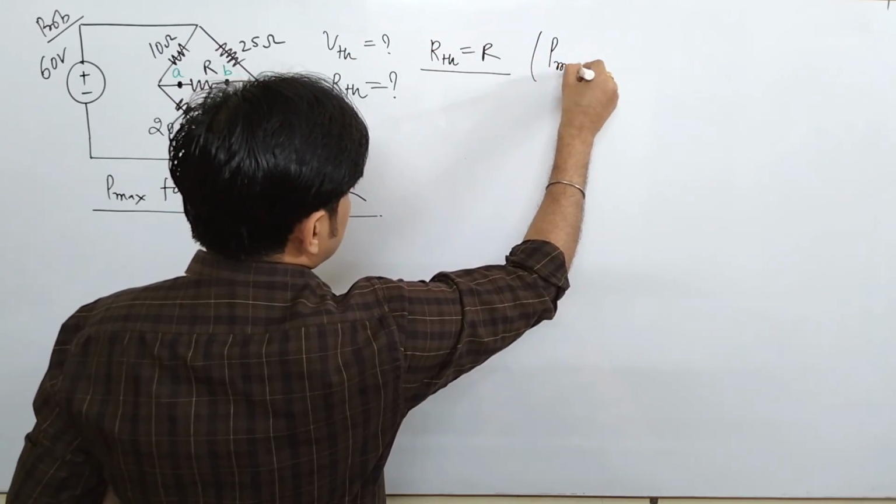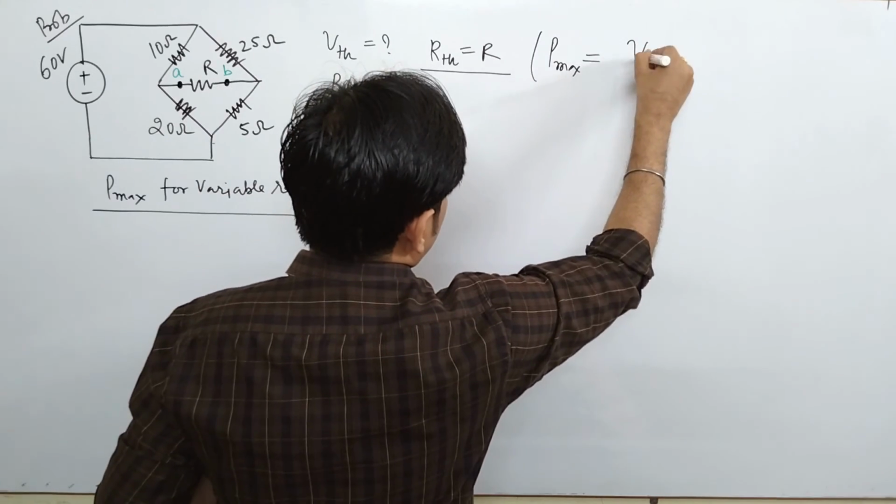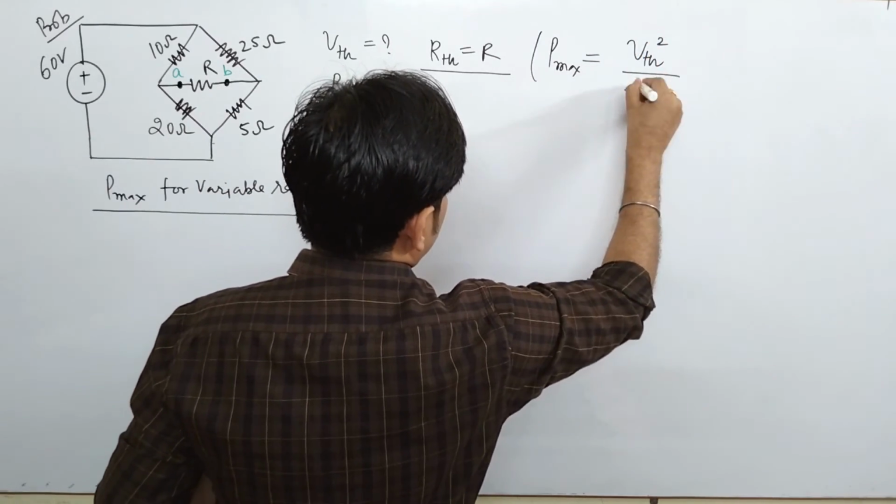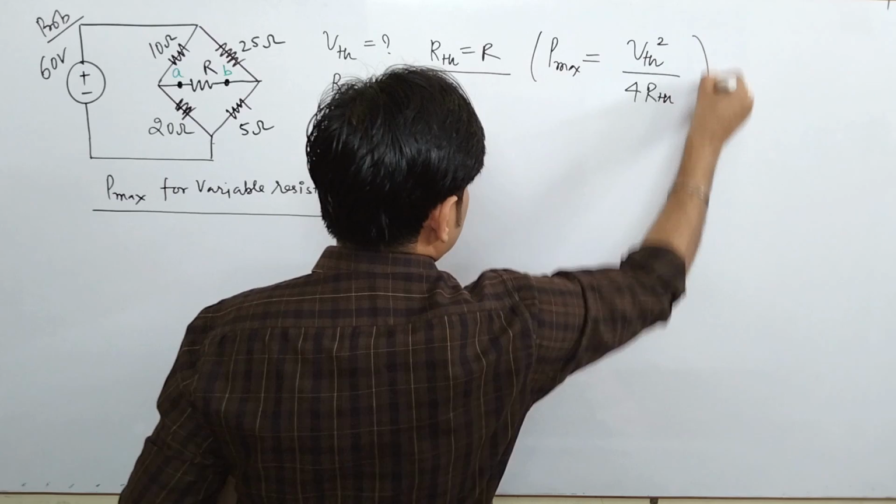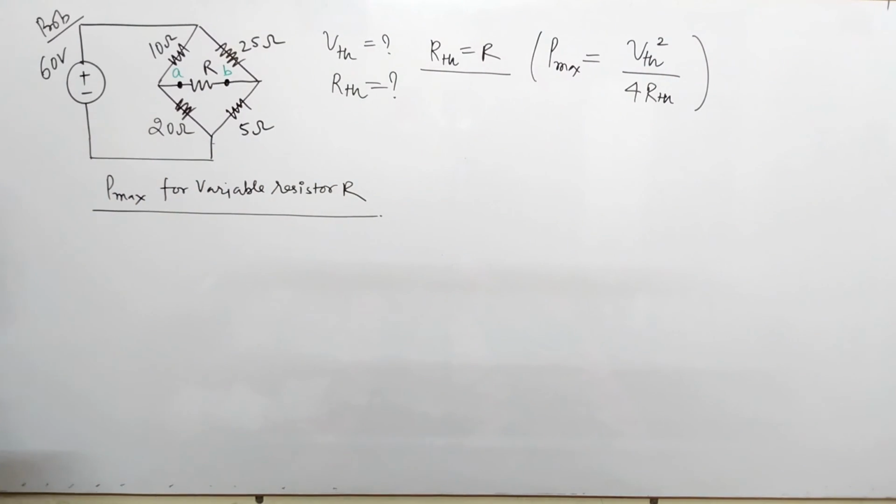Or I can say that maximum power is what? It is VTH square upon 4 into RTH. Yes, very simple. Now your task is to find the value of VTH as well as RTH.